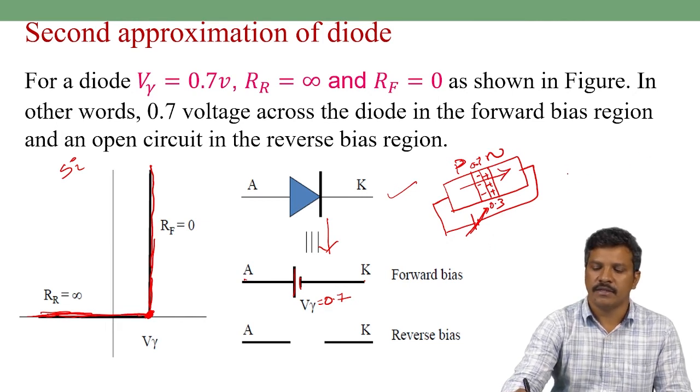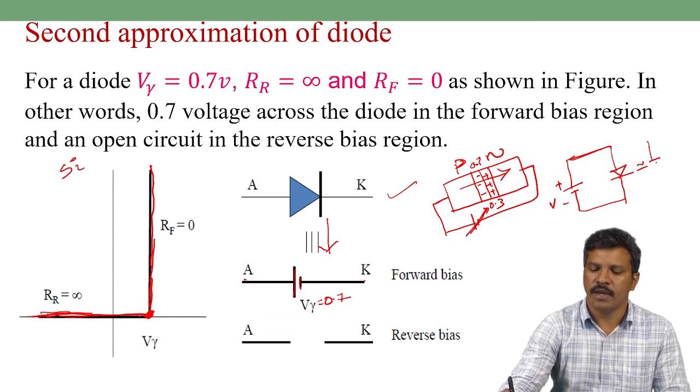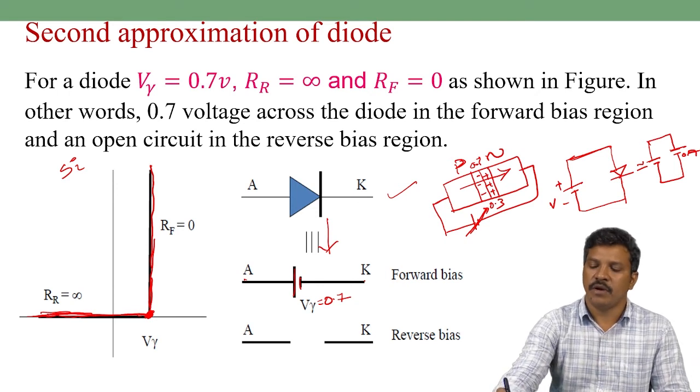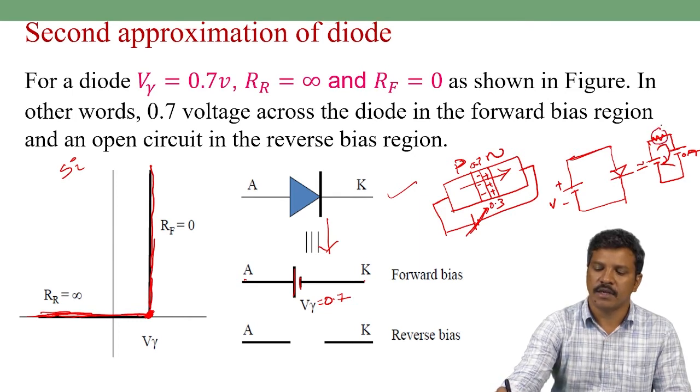For example, this is a potential given to the diode with a barrier potential of 0.7. Before modeling this diode, the circuit is like this, with a potential V. After applying the equivalent model, the resultant diagram will include the 0.7 battery. If there is a resistor in the network, we can now find out the current flow in the network and the voltage across the resistor.